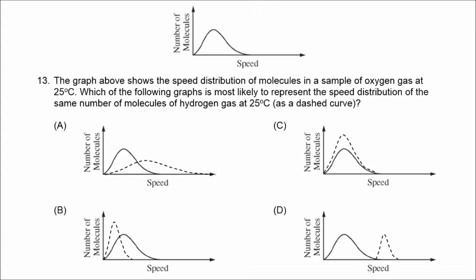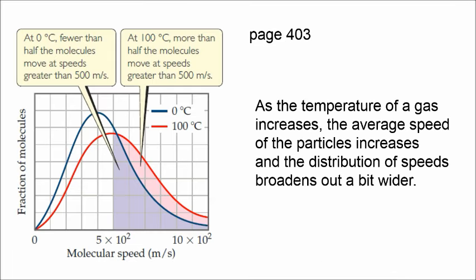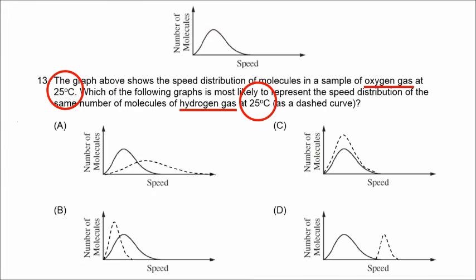Number 13, we have a graph showing the distribution of various speeds for a sample of oxygen gas at 25 degrees Celsius. Now here's a graph on page 403 that shows the distribution of speeds, and we're comparing 0 degrees Celsius with 100 degrees Celsius. So what do we learn from this graph? As the temperature of a gas increases, the average speed of the particles increases, and the distribution of speeds broadens out a bit wider. Does this kind of graph help us answer number 13?